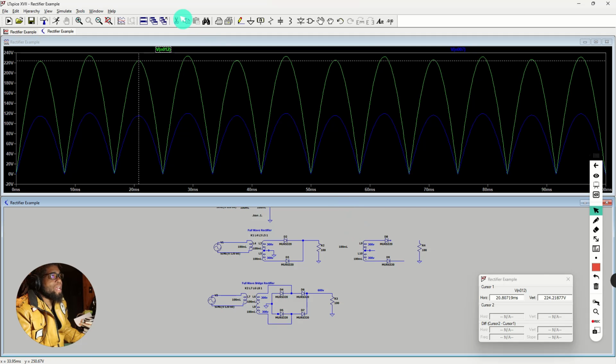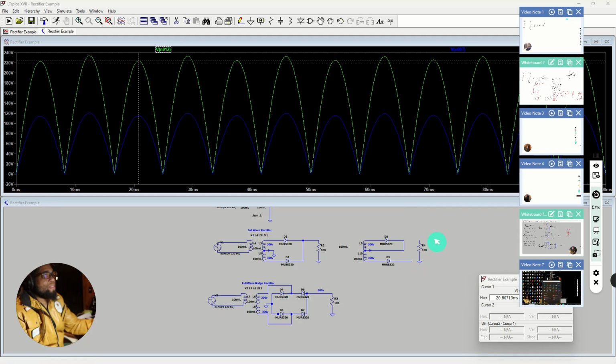is, instead of using the center tap just going directly to ground, we could have a half wave rectifier on this side, and then a half wave rectifier on the other side. Now, this would be something you might want to do if you had two different voltages that you wanted to make out of this.